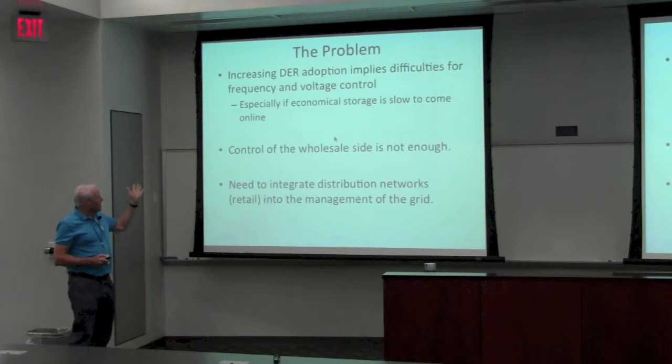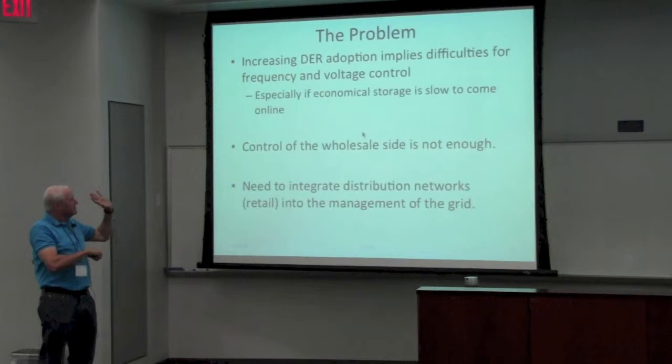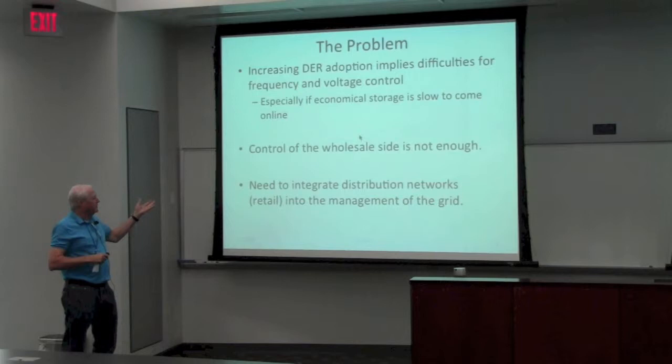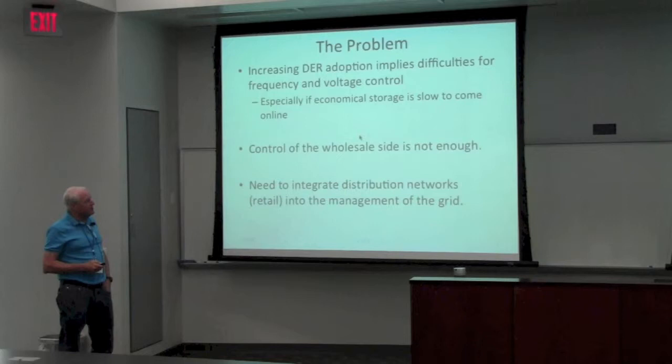So the idea here is that increasing distributed resource adoption implies difficulty for control of the grid, especially if we don't have much storage, or at least efficient storage. And controlling this through the wholesale side just isn't enough. And so the idea is how can we integrate distribution networks, the retail side, the homeowner, into grid management, basically.